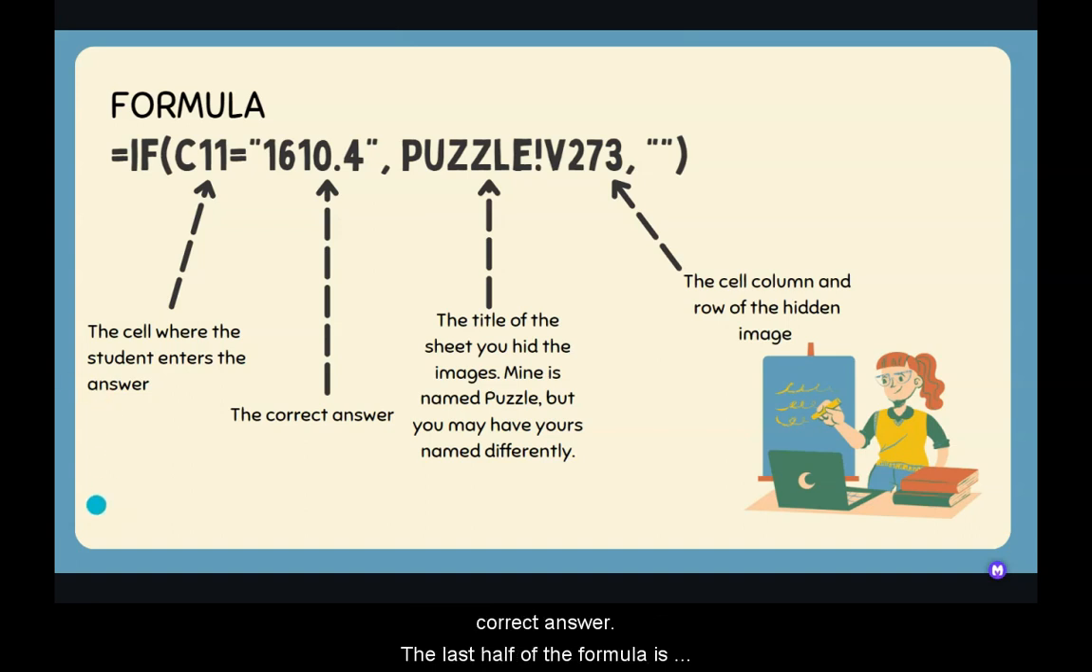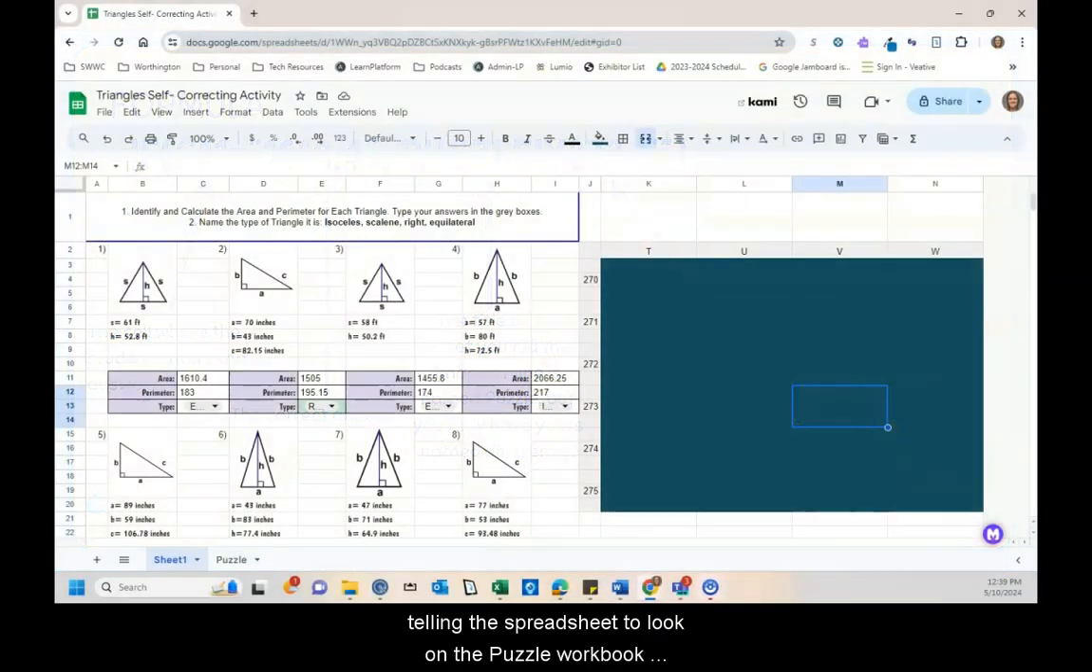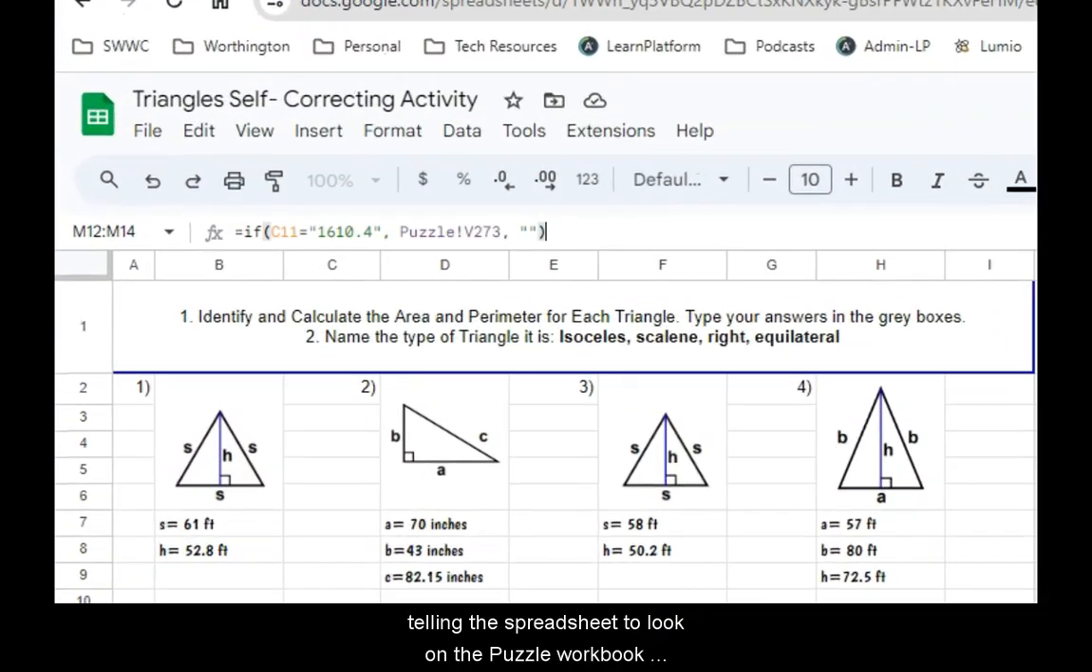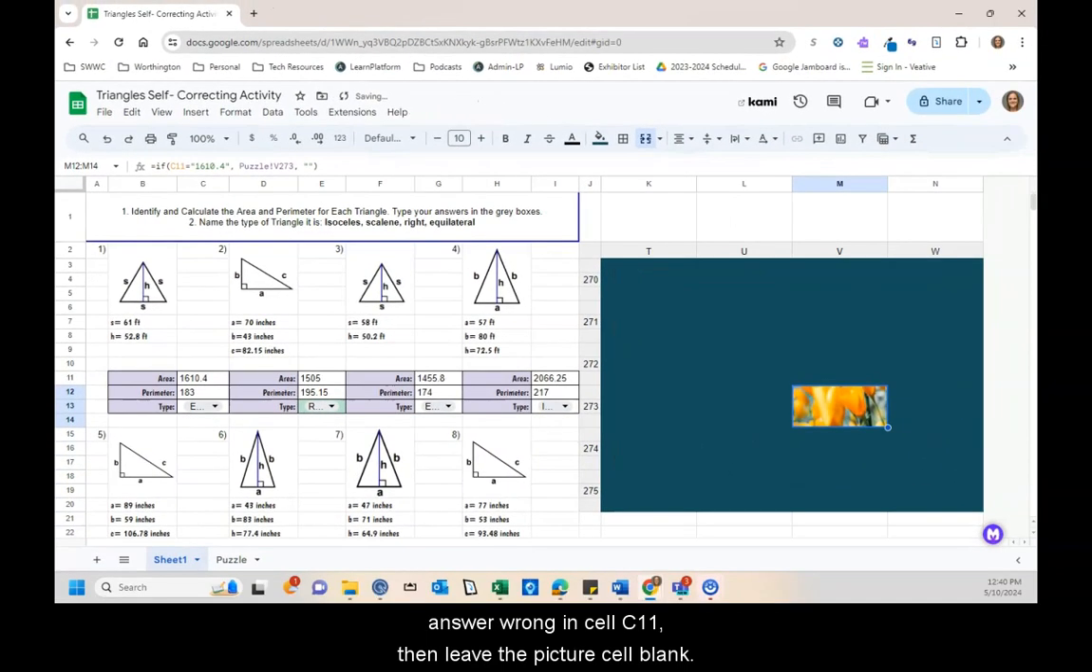C11 is the cell where the formula is looking for the answer, and then you enter the correct answer. The last half of the formula is telling the spreadsheet to look on the puzzle workbook page and in which specific cell. Lastly, the two quotation marks are there because you are telling it, if the student enters the wrong answer in cell C11, then leave the picture cell blank.